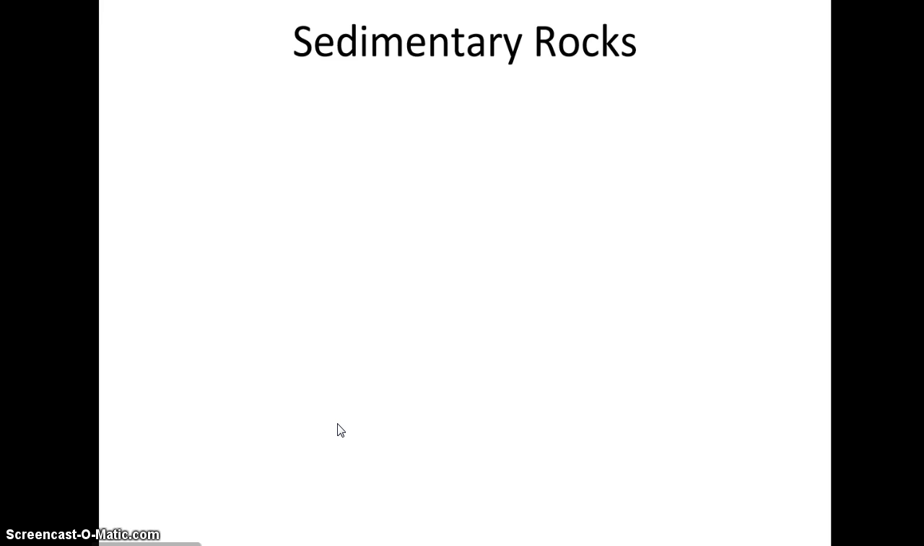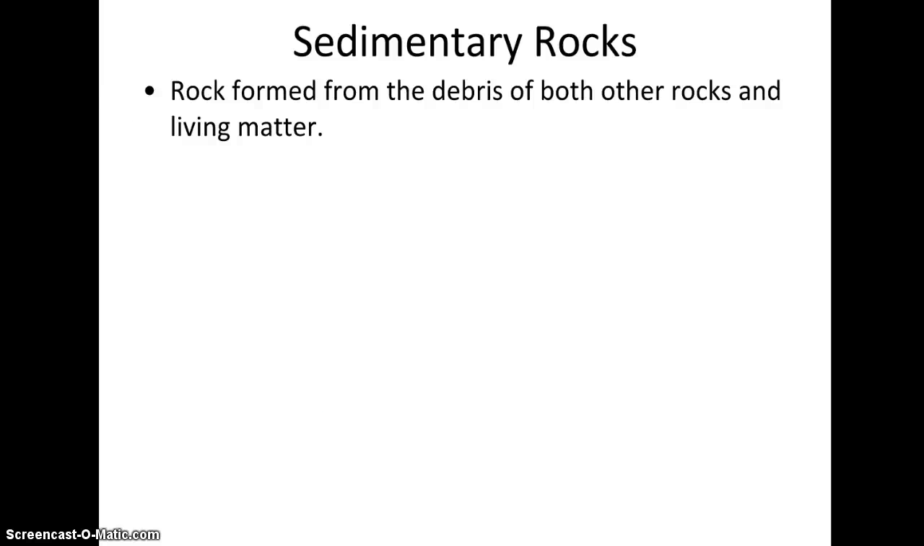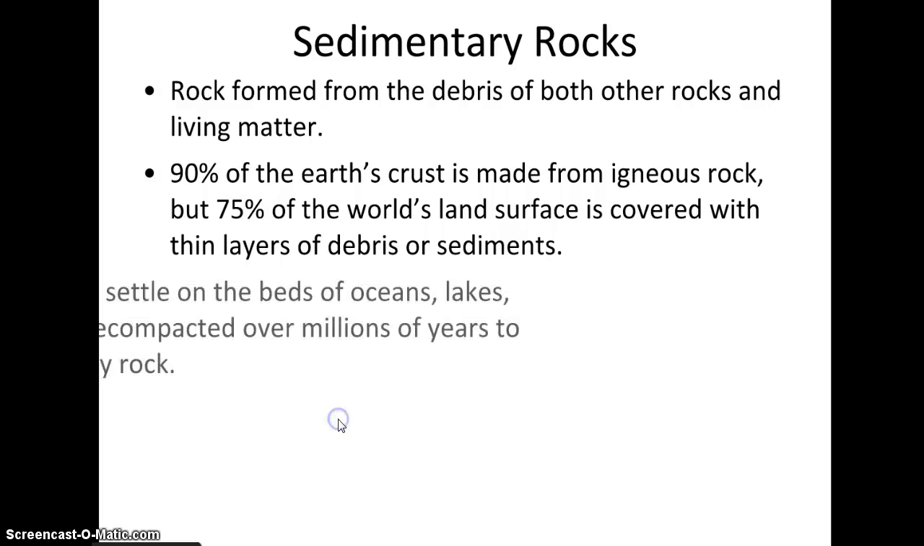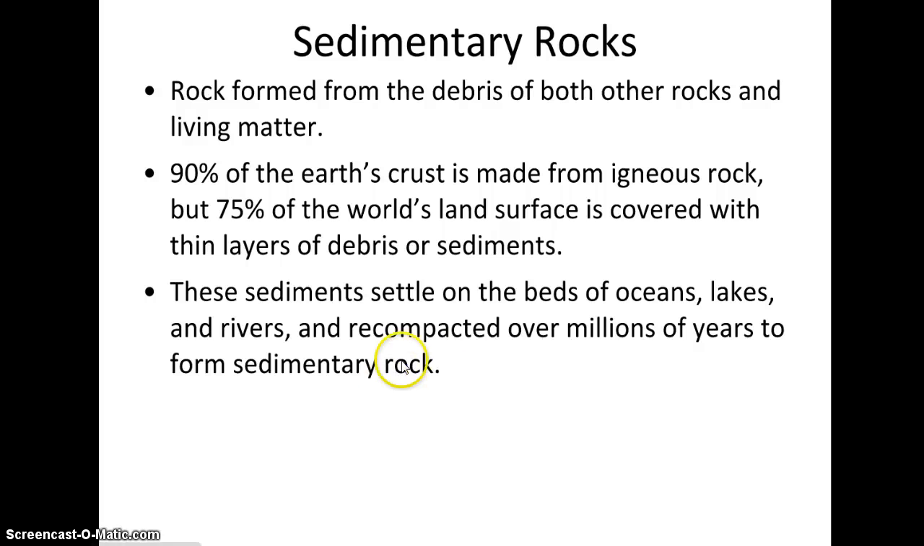So sedimentary rocks are the first one I want to talk about today, and then we'll talk about metamorphic rocks. But these are rocks that are formed from the debris of other rocks and or living matter. 90% of the Earth's crust is made from igneous rocks, but 75% of the land surface is covered with a thin layer of debris or sediments, and this becomes sedimentary rocks. So those sediments, they settle in the beds of oceans, lakes, and rivers and get recompacted over millions of years and form sedimentary rocks.